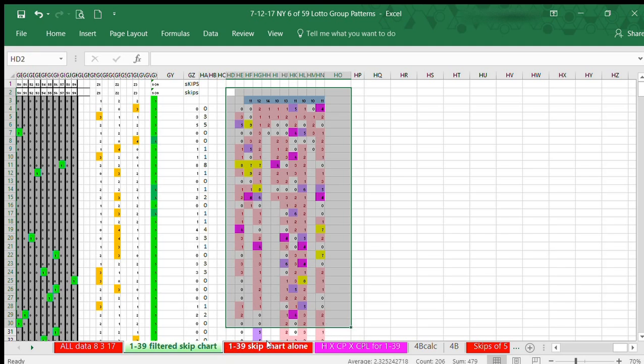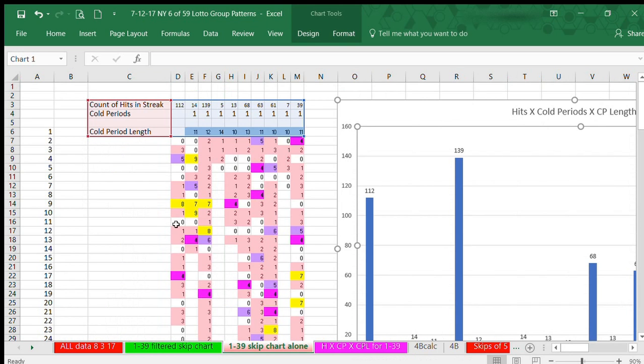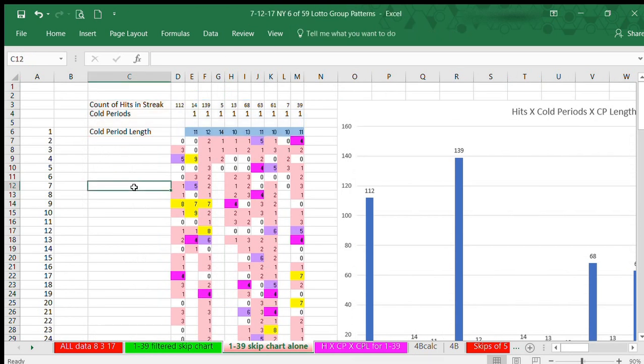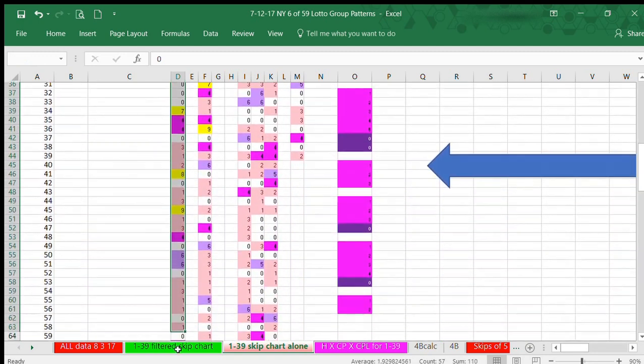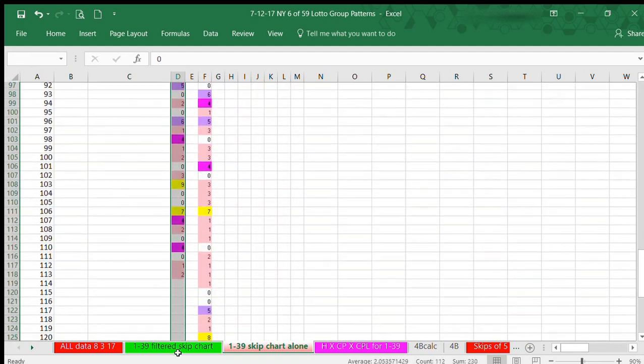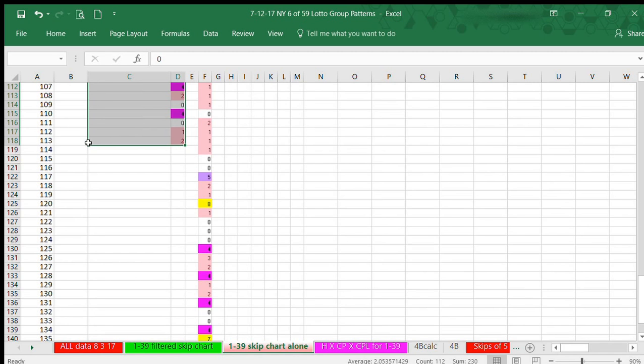here, the 1 through 39 skip chart alone. So this is the chart here. It's basically read from top to bottom. It starts here, 0, and you read down here. This is the streak. This particular streak had a lot of hits. It had here 113 hits.